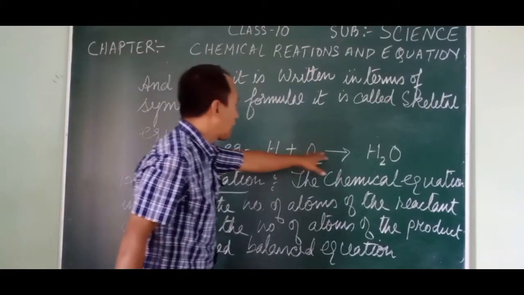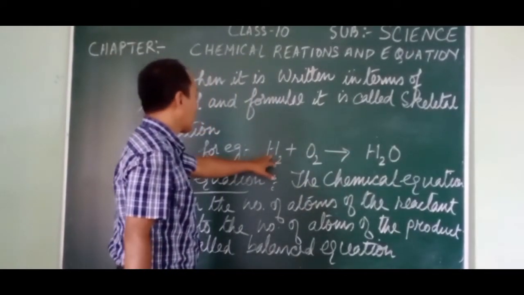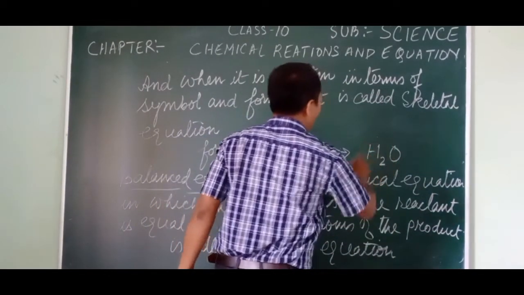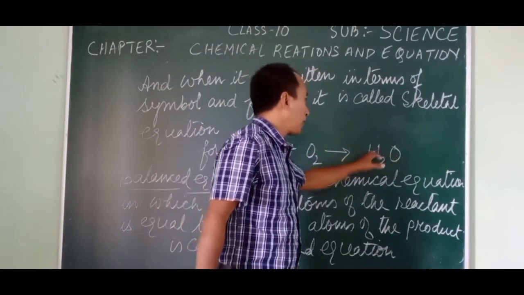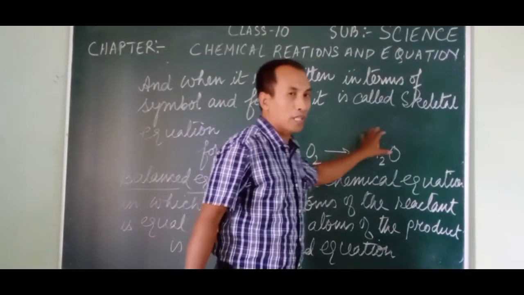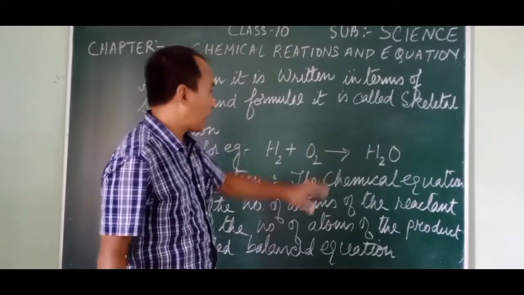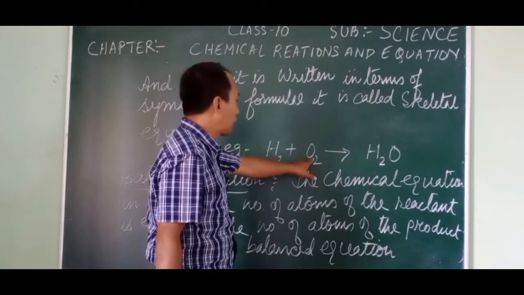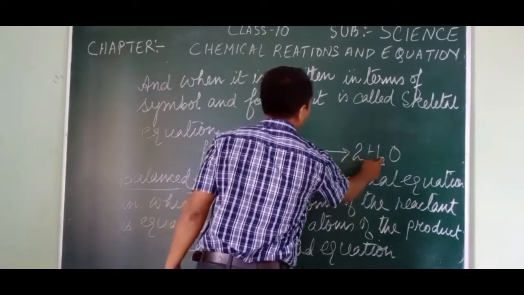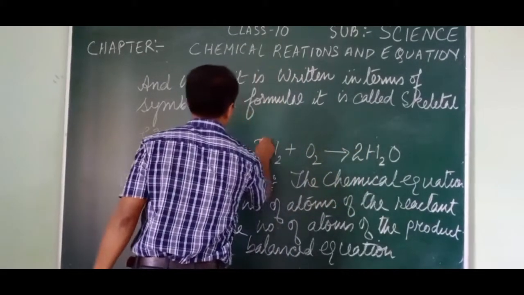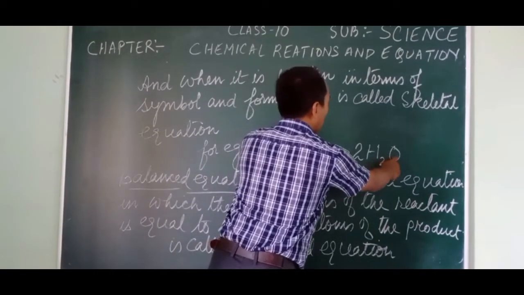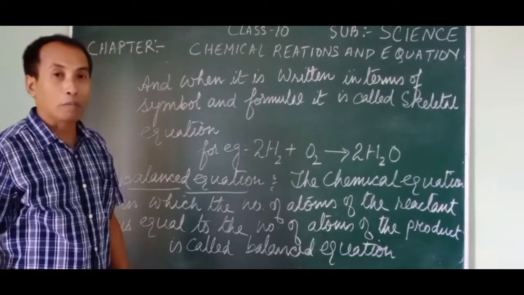Here, this is the skeletal equation. Here we see that there are 2 hydrogen atoms and 2 oxygen atoms, but in the product there is 1 oxygen atom and 2 hydrogen atoms. So the number of atoms is not the same. The left hand side is not equal to the right hand side. To make it equal, we will multiply with 2 here, so that there are 2 oxygen and here it becomes 4 hydrogen. So with 2 again we will multiply here. Then the number of atoms in the reactant is equal to the number of atoms in the product. So this is called a balanced equation.